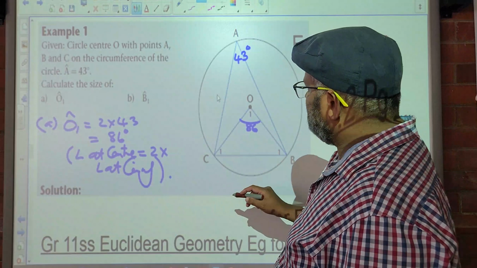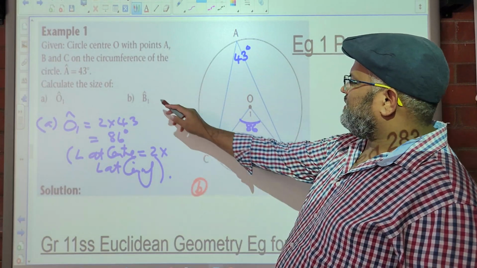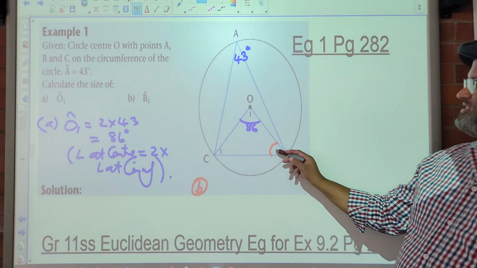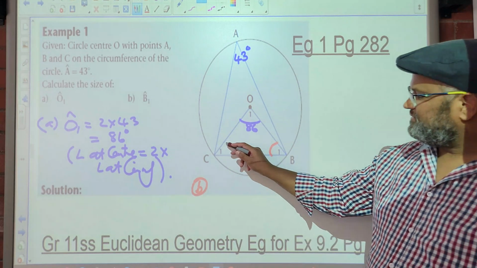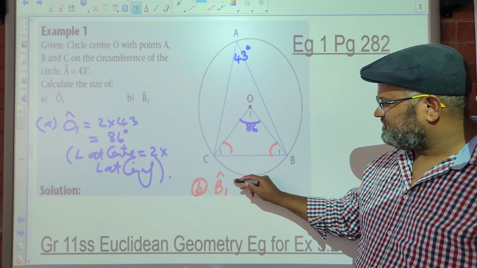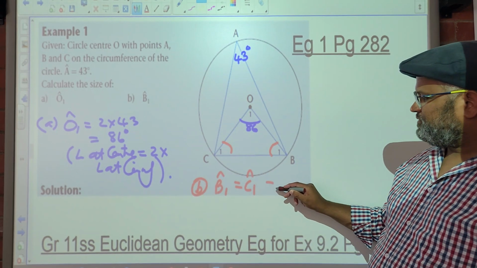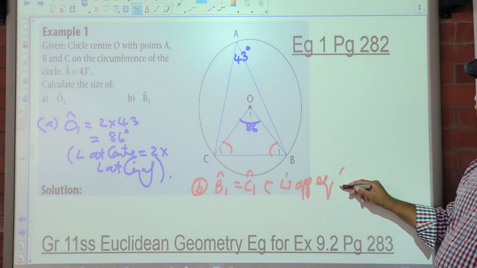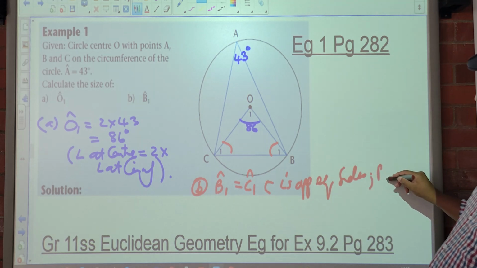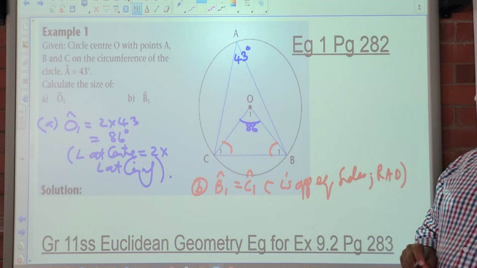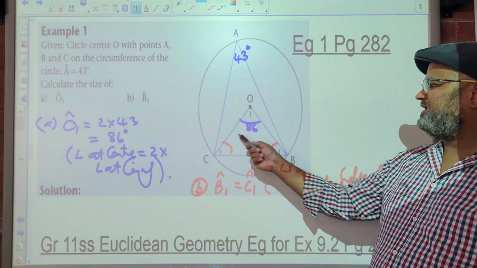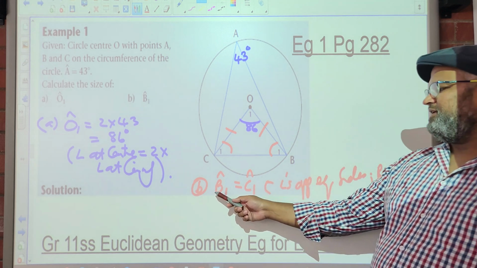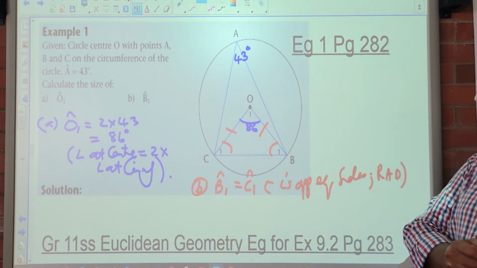Now B. The B part of the question, they want you to calculate B1. But we know that B1 is the same as which angle? C1. Why is B1 equal to C1? It will be angles opposite equal sides. And it's your radius. You must say it's because of the radius. Otherwise, you must first say that OC is equal to OB, radii, and then you say angle B1 is equal to C1, angles opposite equal sides.